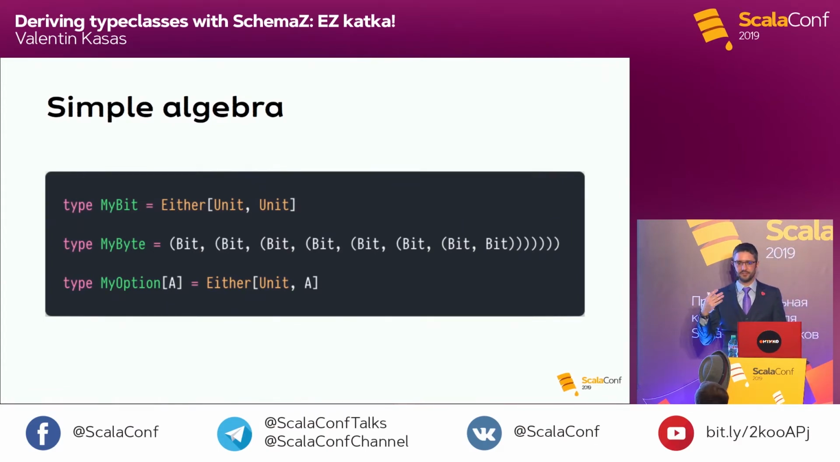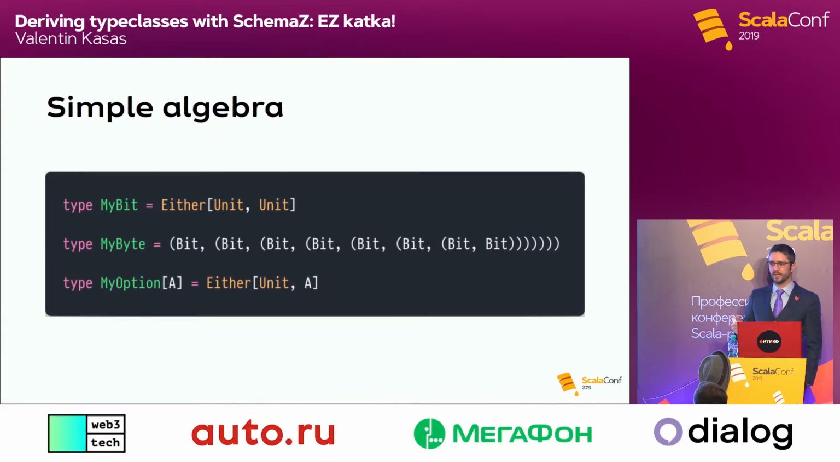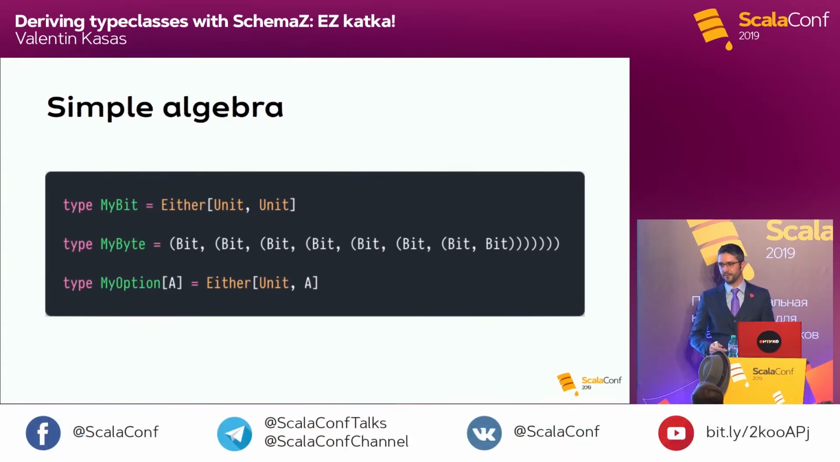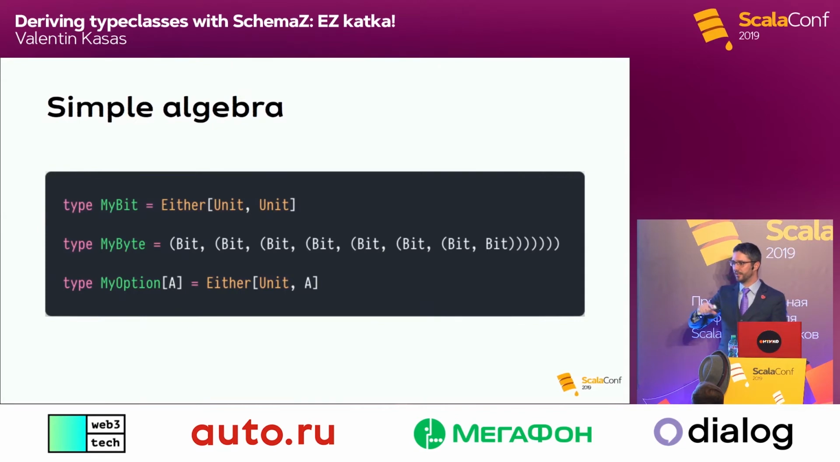So let's say I want to define the bit type. A bit has only two elements, two inhabitants, 0 or 1. And in fact, Unit is a type that has only one inhabitant, and Either[A, B] has A plus B inhabitants, as many inhabitants as there are in A plus how many there are in B. That's why we call that a sum. So if we do a very quick computation, 1 plus 1 is equal to 2. So there are as many inhabitants in Either[Unit, Unit] as there are in Bit.